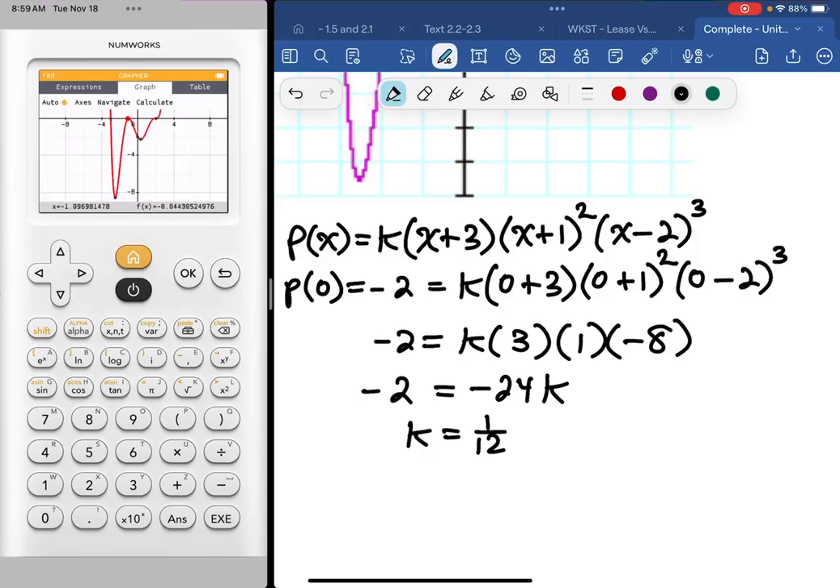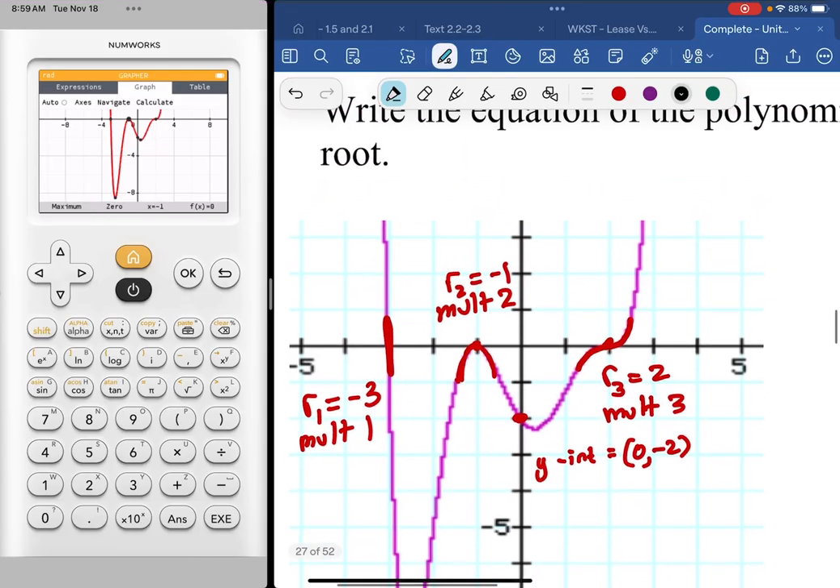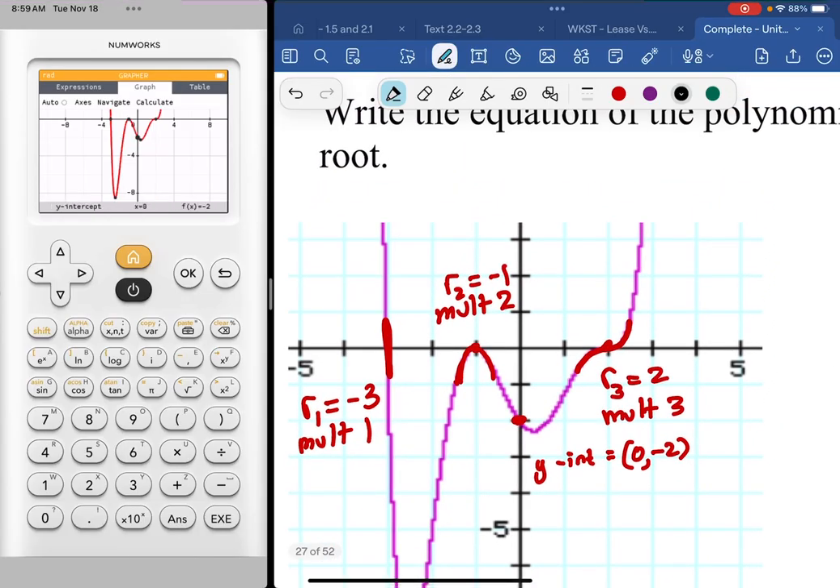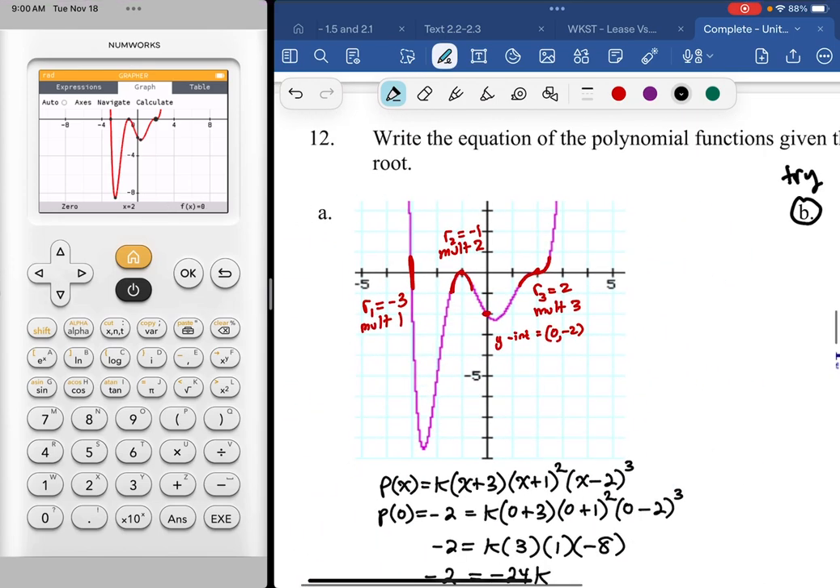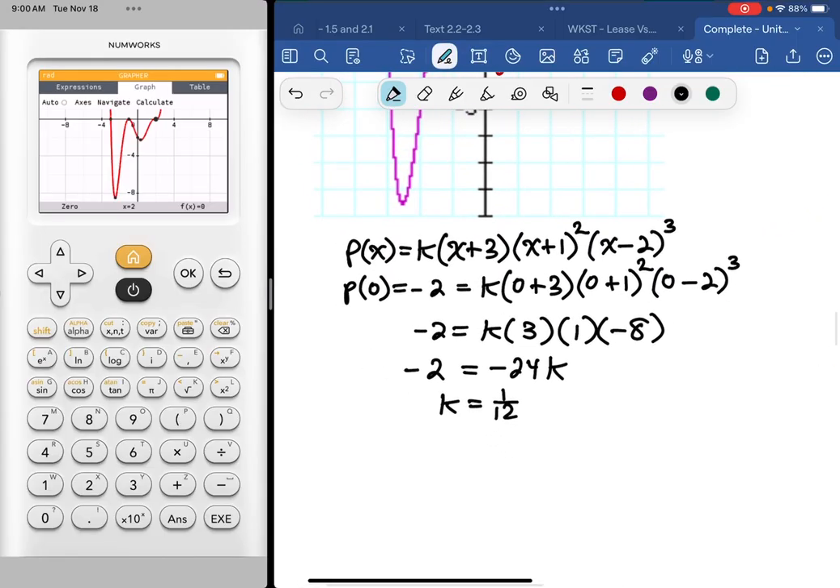All right, so this is what I'm looking at in terms of my intercepts. I have a -3, just like I have in this graph, a -1, y-intercept 0, -2, and x-intercept of 2. So I'm comfortable that I just found the appropriate k value.